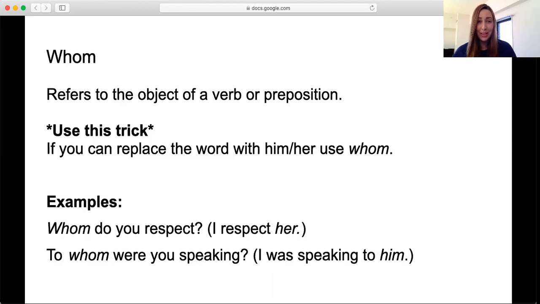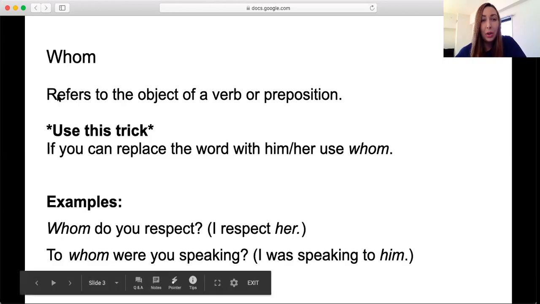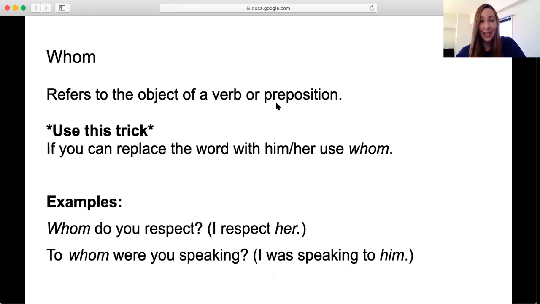Okay, let's look at whom. Whom is a little bit tricky for some people. Whom refers to the object of a verb or preposition. We have a trick: if you can replace the word with him or her, so usually the object, use whom. So let's look at the examples.